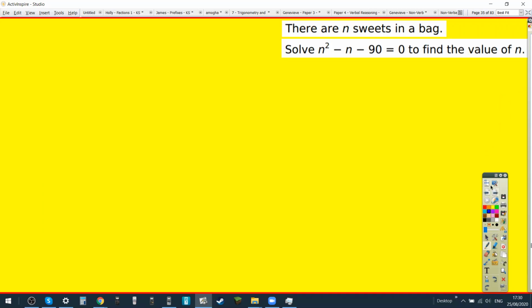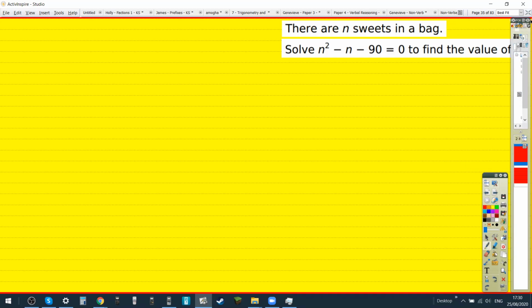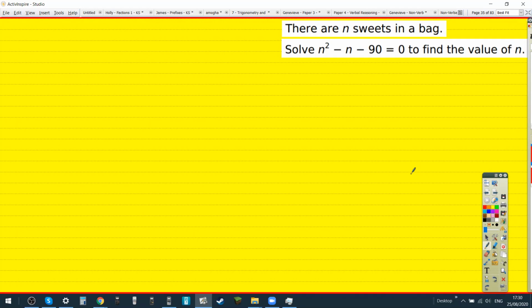Okay, let's try this one. There are n suites in the back. Solve n squared minus n minus 90 equals 0 to find the value of n. So it needs to multiply to 90 and add to minus 1. Yeah. Okay.